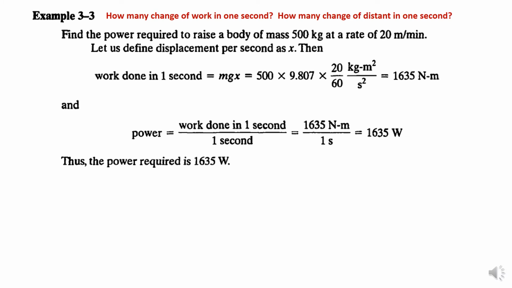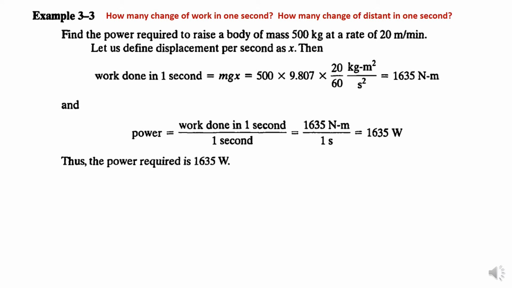If we want to raise a body, the mass is 500 kilogram, and the rate will be 20 meter per minute. So what would be the power required? Power is how much work we need to do in 1 second. So the work done in 1 second will be mgh.